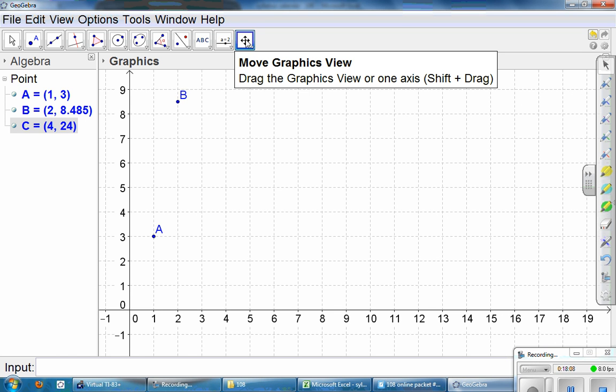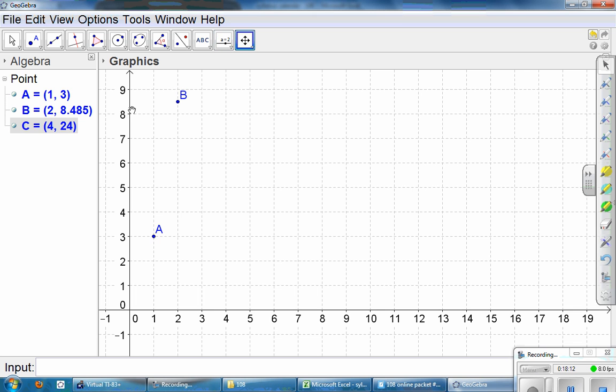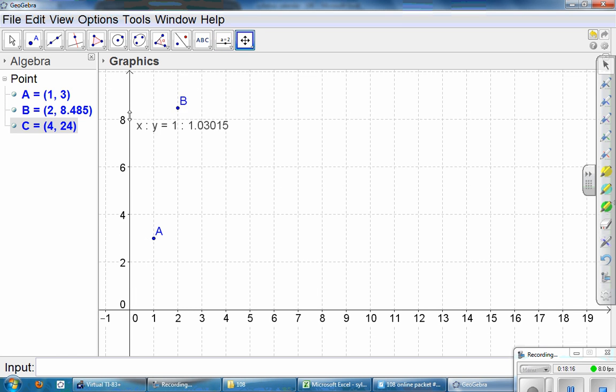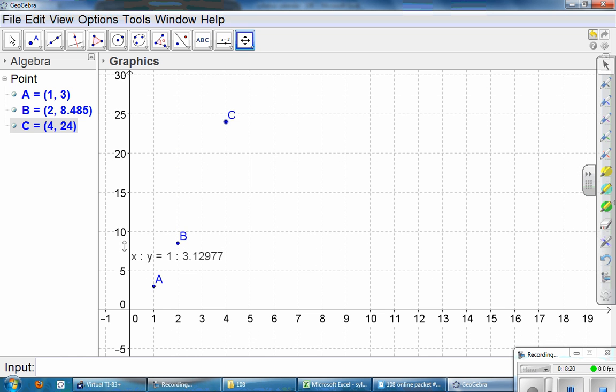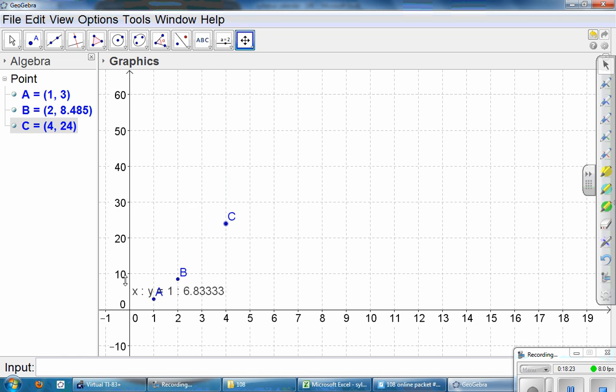It's really easy to rescale. Again, I need that tool selected. It still is. Here I do want to go to the axis. It changes the icon. Click and drag down, and it changes the scale. And eventually we get to see all 3 of these points on the same set of axes.